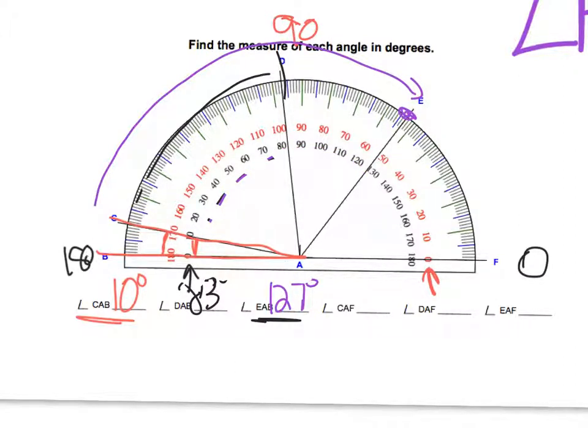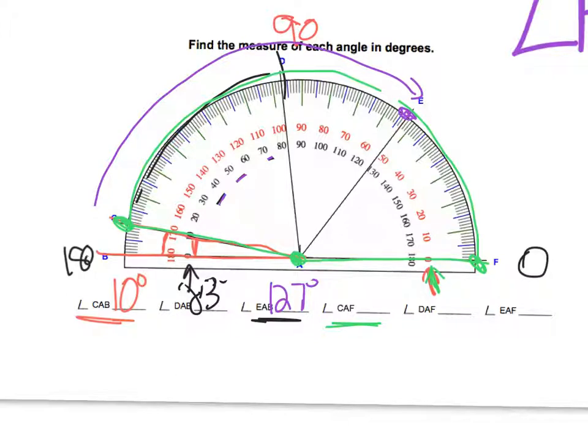So now, let's take a look at a different one. Let's take a look at the next one. CAF. If I look at that angle, that's a very, very big angle. Okay, but now this time I want to start from this side and work back. So I'm going to go all the way back here.